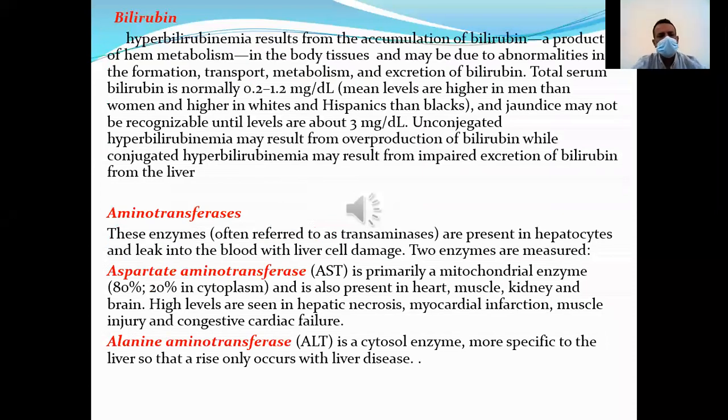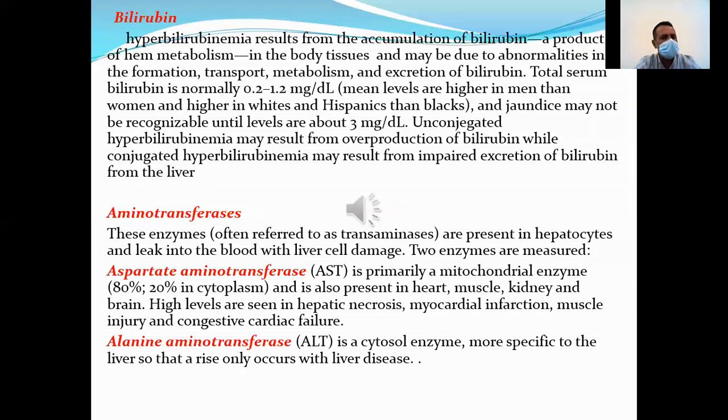So the liver function tests, firstly, bilirubin. Increased bilirubin in the blood is called hyperbilirubinemia, resulting from the accumulation of bilirubin, a product of heme metabolism and heme destruction. The heme comes either from damaged RBCs, from hemoglobin, or from other sources such as myoglobin and liver enzymes.